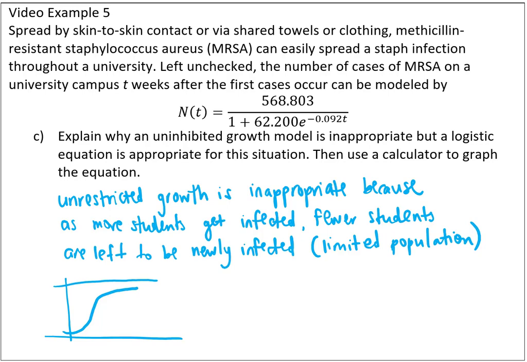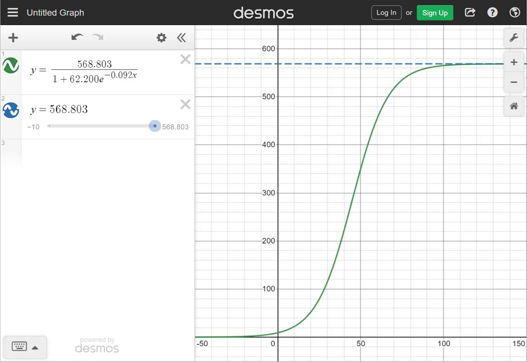Let's actually graph it using a graphing calculator. As we look at the graphing calculator model of our equation, we can see that there's an initial rise in diseased students, and then it tapers off as they get closer to 568 students, and that's the limit. This number up here is our limit, the numerator of our function, and then you see that the graph goes up and then it tapers off as we reach that limit.